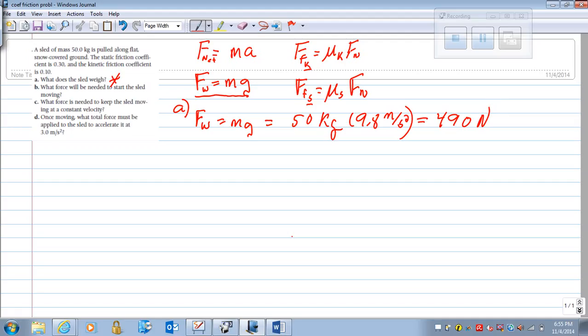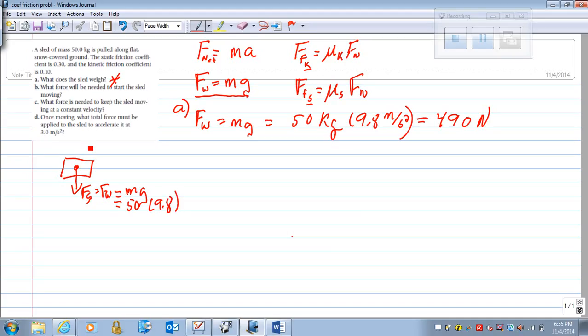Okay, so what force will be needed to start the sled? Let's draw ourselves a free body diagram, which we should always do. We know that on this sled, there is the force of gravity pulling down, which is also referred to as our weight, which is also m times g. This is very good because we already found out in part A that m times g is just 50 times 9.8.